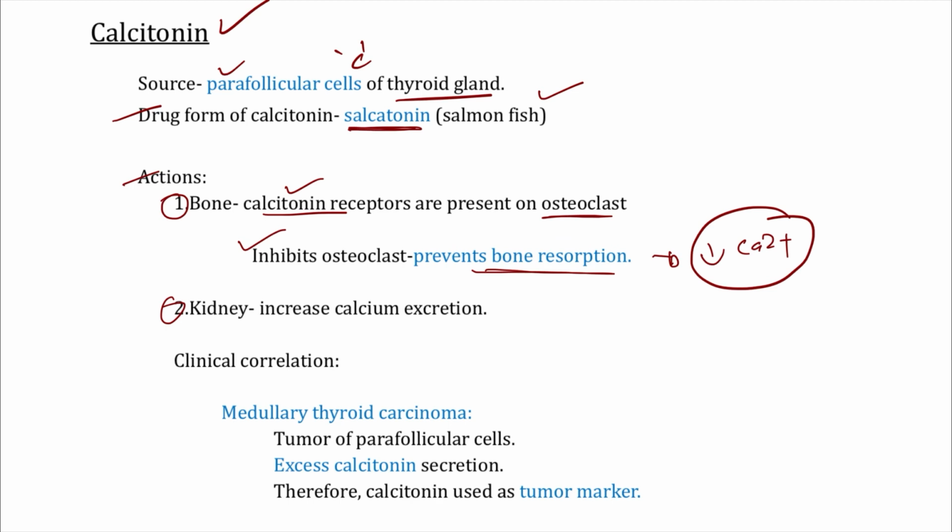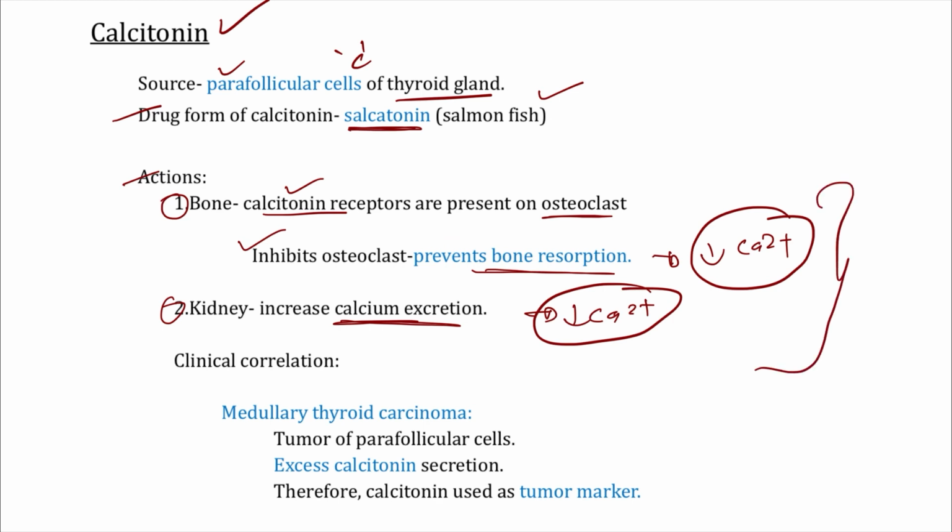Now, sir, the second organ is the kidney. Our calcitonin increases the calcium excretion. That's why it decreases the calcium again. Very important. Remember our parathormone and vitamin D, they increase the calcium resorption in the kidney. So see here, both of these actions tend to decrease the calcium. That is the function of calcitonin, the inhibitor of calcium.